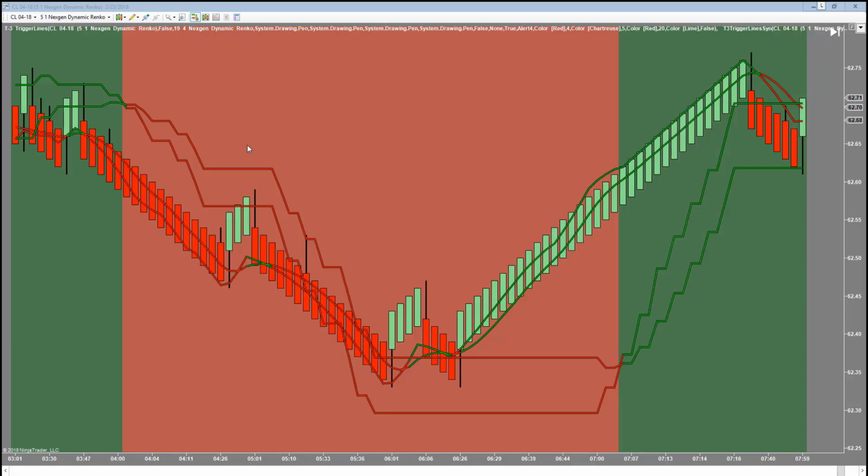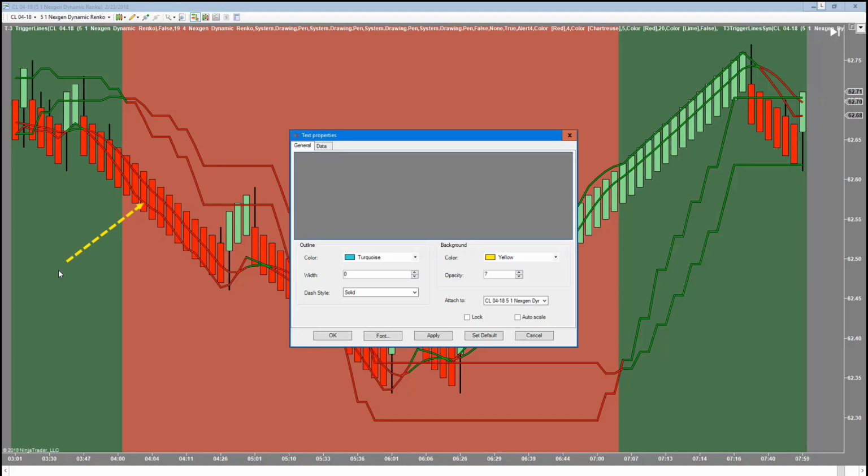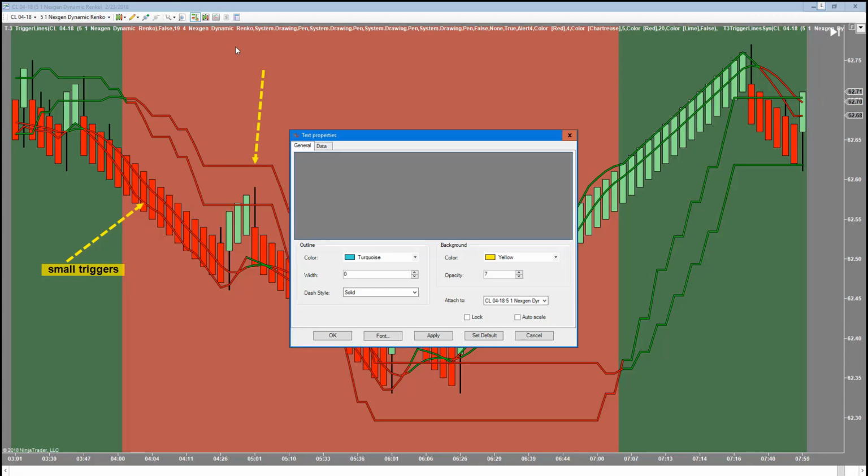One of the things that Nexgen does is we obviously use multiple time frames on single charts. The trigger lines are no exception. So this is what your charts are going to look like. And again, just to recognize, this is a 5-1 Nexgen dynamic Renko bar. And you can see we've got our small trigger lines. That's what we call them in class, so you'll see that a lot. Small triggers, which are just the trigger lines from the 5-1 chart. And then the other triggers that you'll see, if you recall, are the 14-2 or the larger chart.